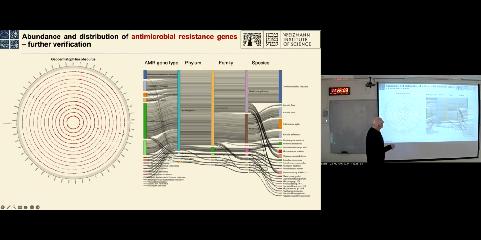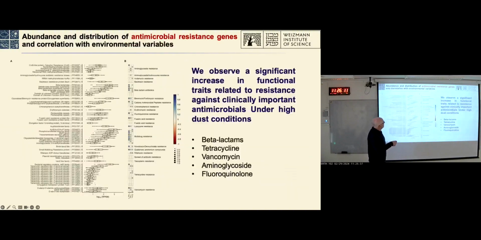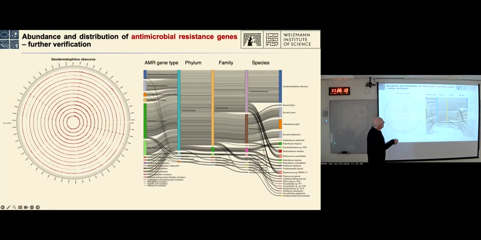And here we also map the genes, the gene types, all the way to the species level, and we can see which ones are related to the ones that we actually find in the dust.